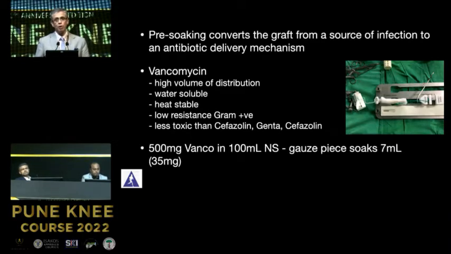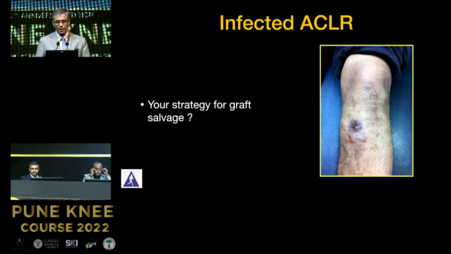The way we normally would do it is to take about 500 milligrams of vancomycin in 100 ml of normal saline. And then when you soak your single gauze piece with the same, it soaks about 7 ml in one gauze piece, so it gives you around 35 milligrams of vancomycin, which is less toxic to the cartilage than if you compare it with cefazolin, gentamicin, or the cefuroxime that we have here.